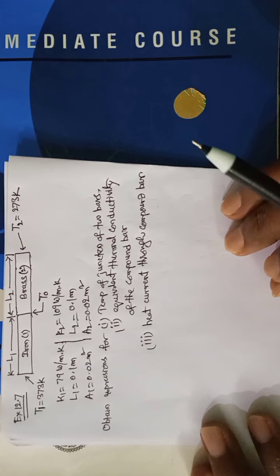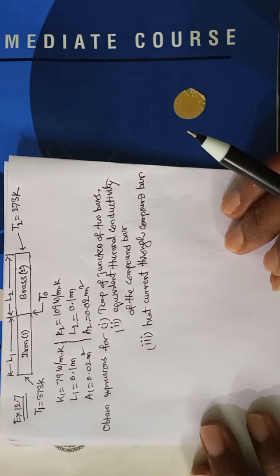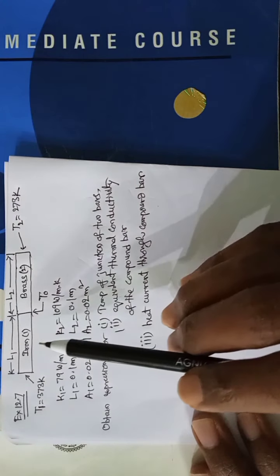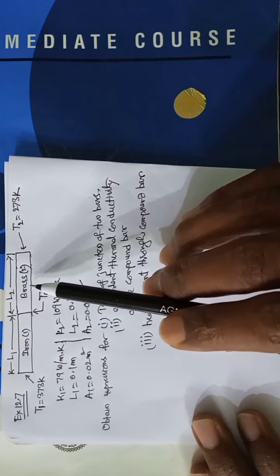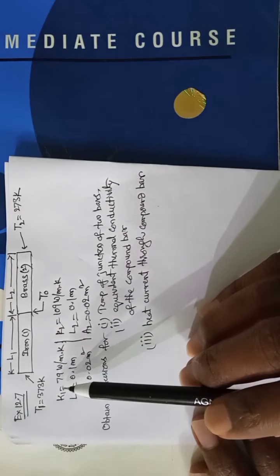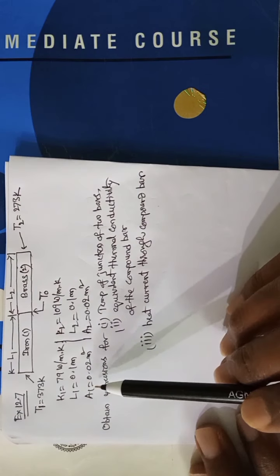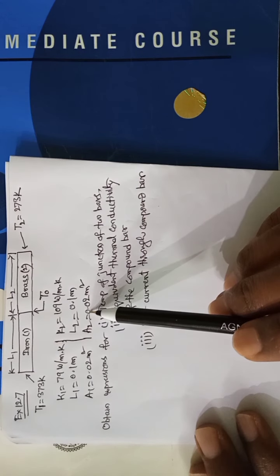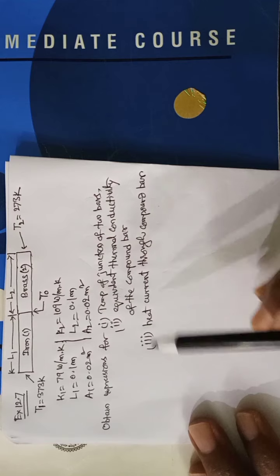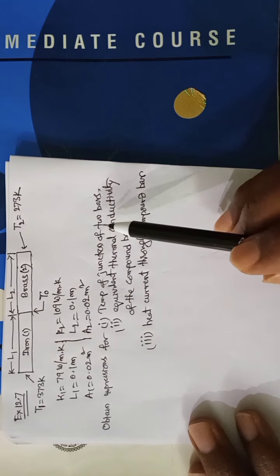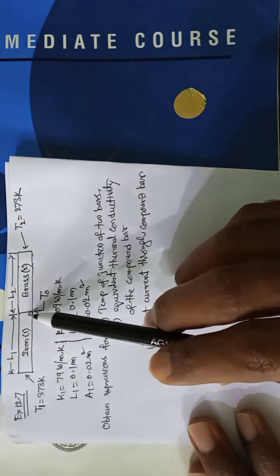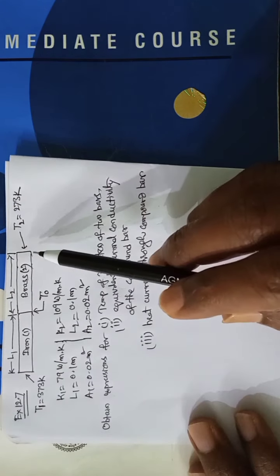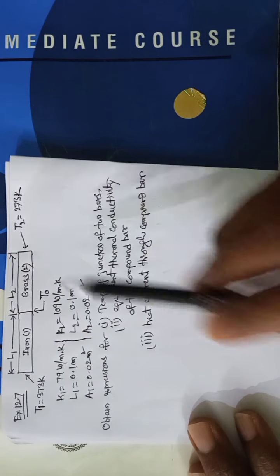So from the problem I have noted the data. For iron, subscript 1 is given, and for brass, subscript 2. Thermal conductivity, length, and area of cross section are noted for iron and for brass. Now what we have to do? Find the temperature of the junction of the 2 bars. Let the temperature of the junction be T0, this side T1, and this side T2.